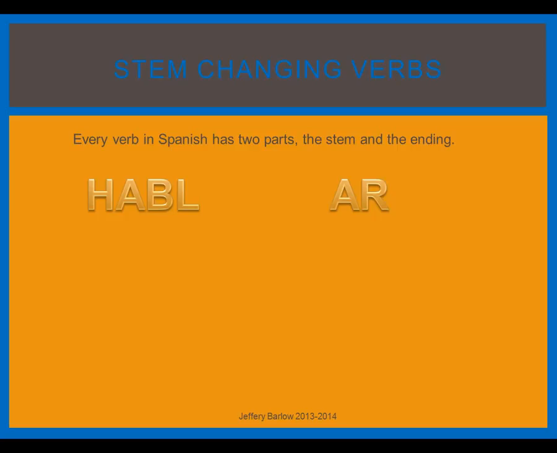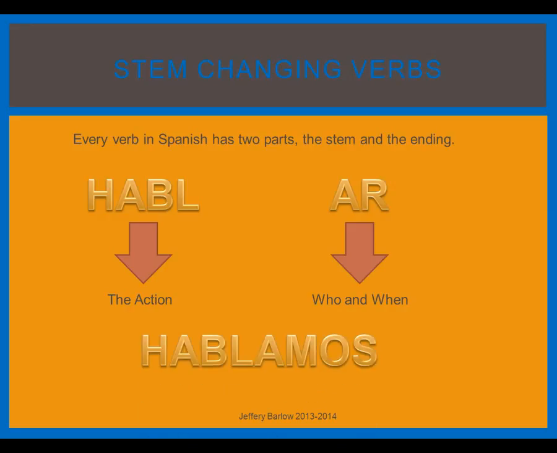The stem and the ending tell you two very important things. The stem tells you the action that is being performed. Habl in Spanish refers to the action of speaking. And the ending tells you who is doing this and when they are doing it. It tells you the person and the tense. For example, the verb hablamos: habl tells us that somebody is speaking, and amos, the ending, tells you that we are speaking and that we are speaking right now in the present tense.